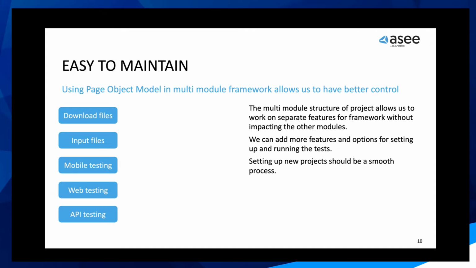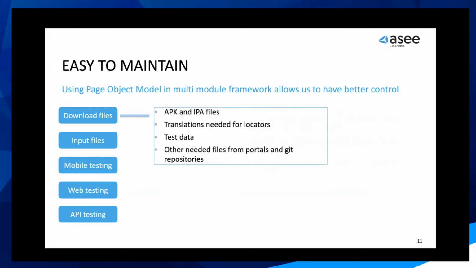So what we did here is make our framework a multi-module project to have better control. Each module does one thing. The download files module allows us to download APK files and IPA files for testing. We usually use our portals, so we use Playwright to download files fast and easy so that we can use them later in testing.